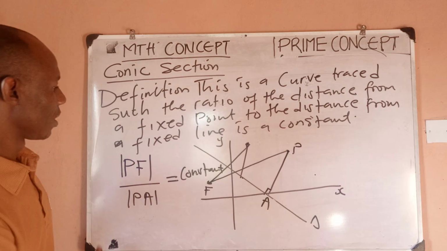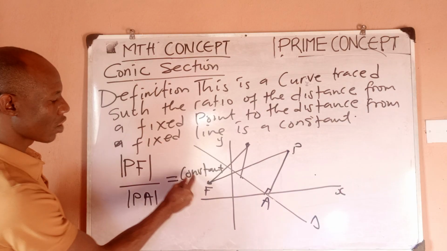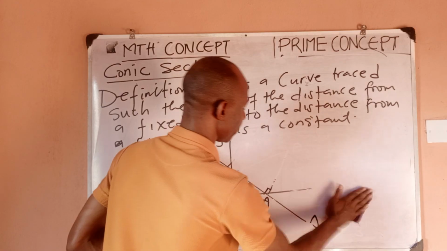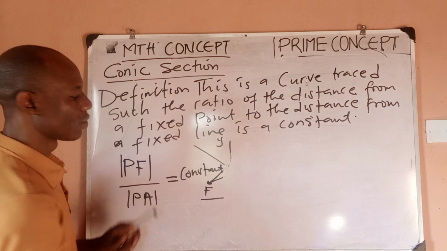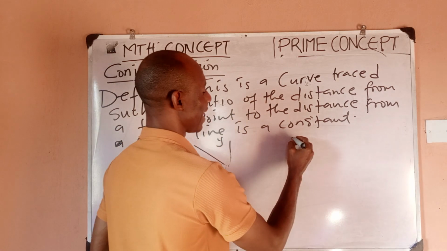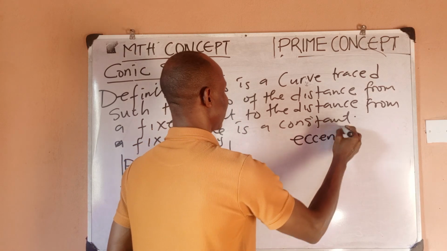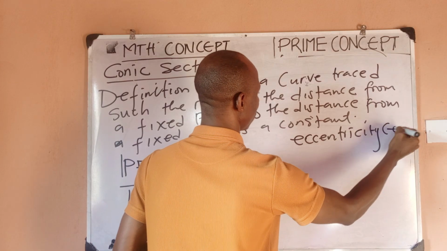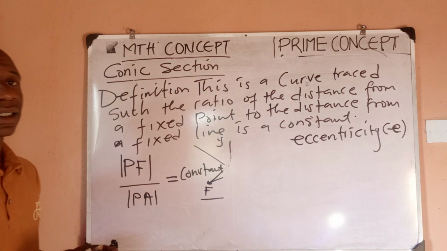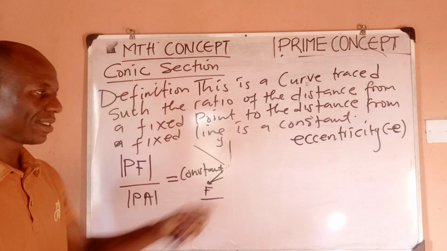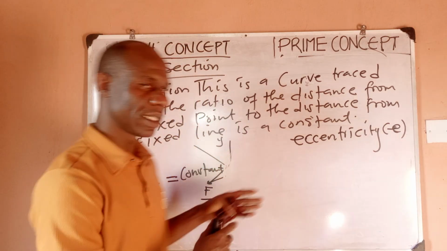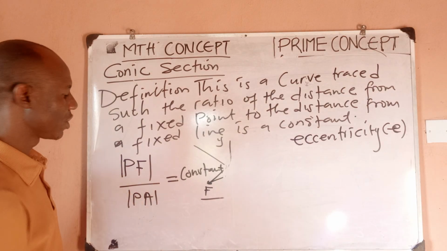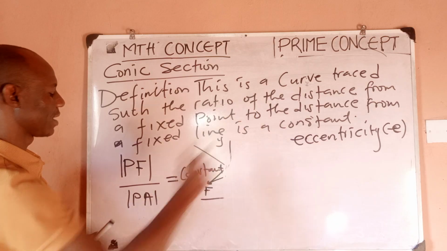So quickly, what do we actually mean? This constant, what is it called? The constant in this definition has a name. The name of the constant that will always be obtained is called eccentricity, and is denoted by the symbol small letter e. So the constant ratio that would always be obtained is known as eccentricity. Later we'll be defining the terms that are used in conic section, but for now, let me just mention.